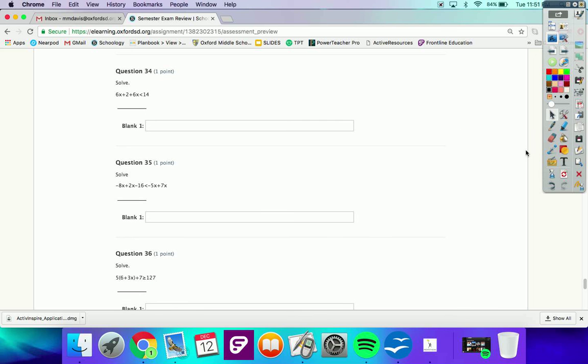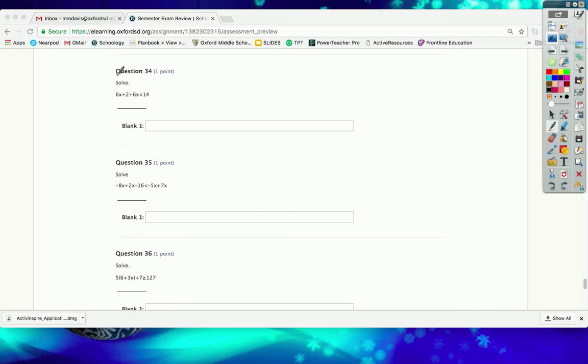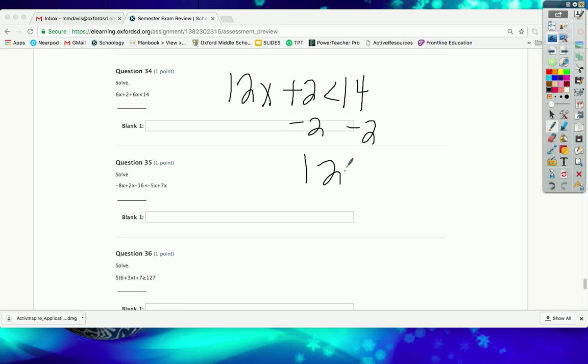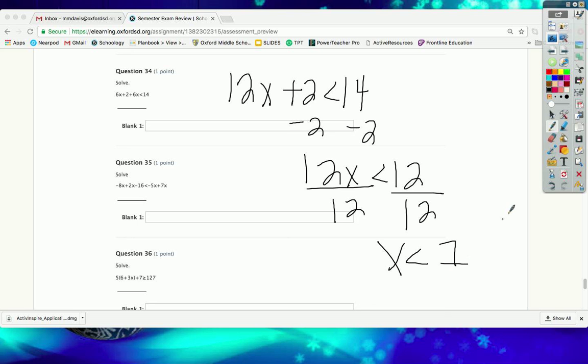Number 34. Combine like terms. You've got 6x and 6x. You've got 12x plus 2 is less than 14. Minus 2 from both sides, so 12x is less than 12. And when you divide both sides by 12, x is less than 1. So you've got to put the variable, the sign, and the number for the whole answer.